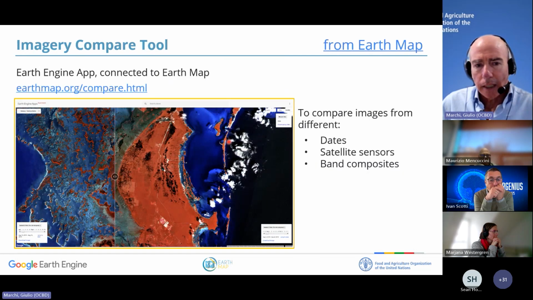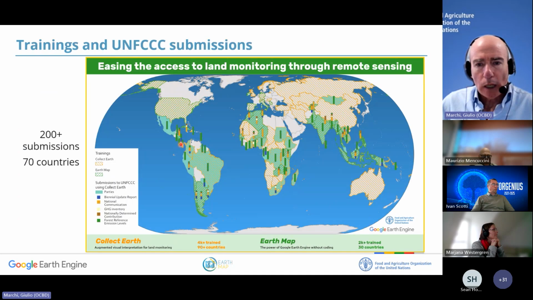Enough with that. In EarthMap, we also coupled another Earth Engine app, which the user can reach through a link on the top, through which it is possible to compare immediately two images selected in these two windows, these two frames here, and the user can select either different images or different days or both in order to compare them visually.